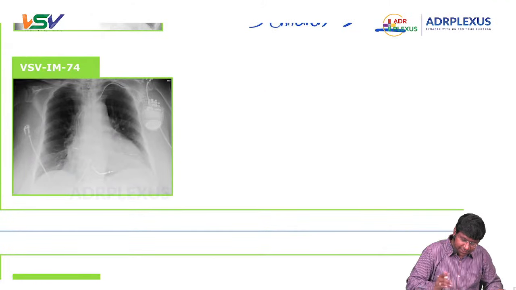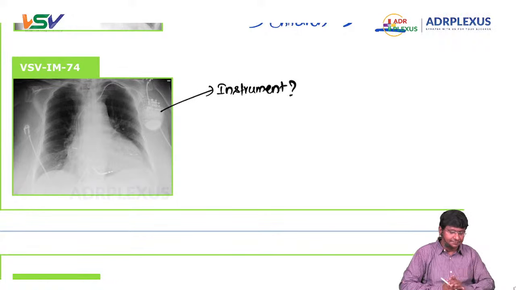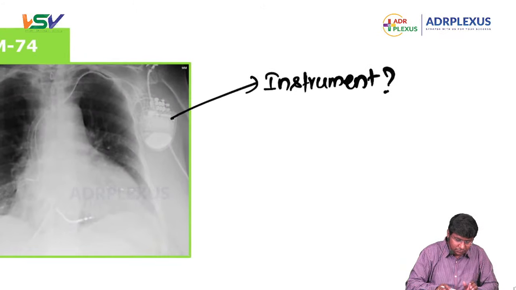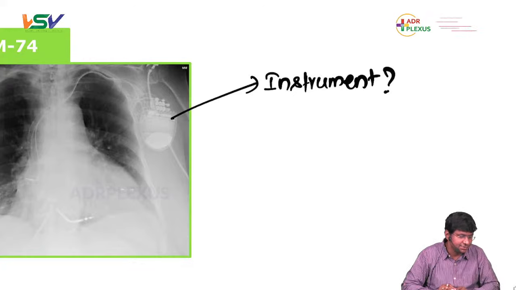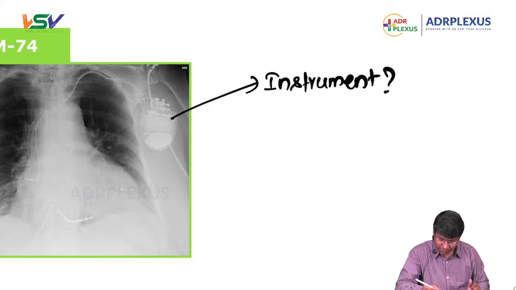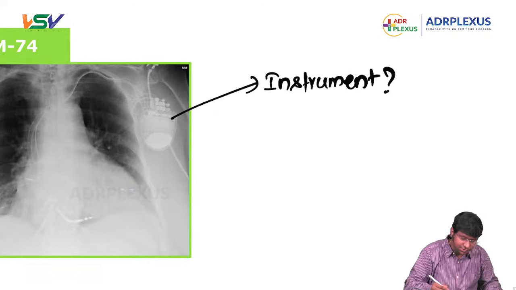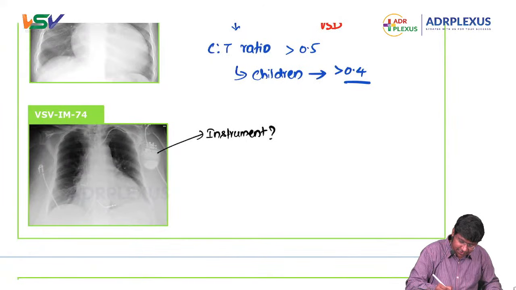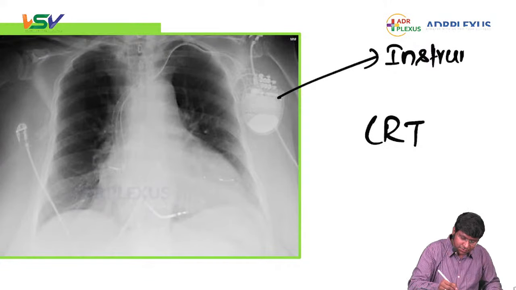Next, now what exactly is this instrument, and what is the use of this instrument? Yes, very good, Myra. That is CRT, cardiac resynchronization therapy. I have shown you one animated image above, but this is a real image. So this is your PG, that is pulse generator, which will generate the impulse.